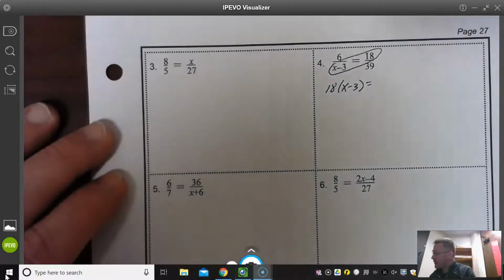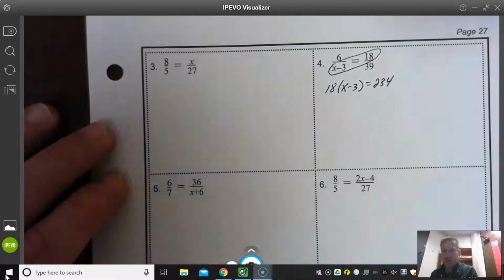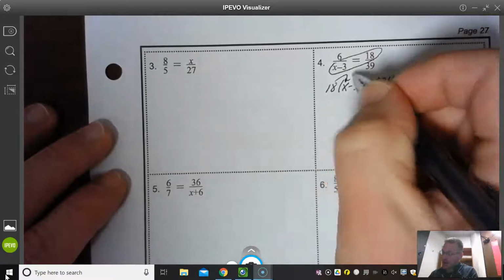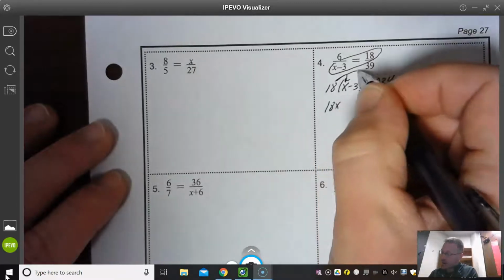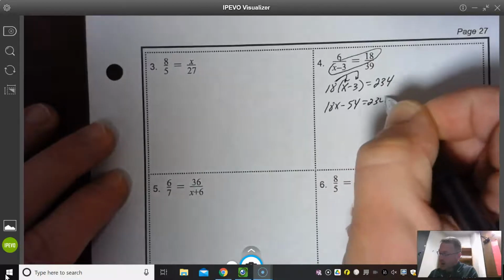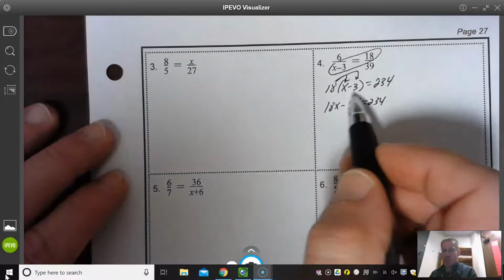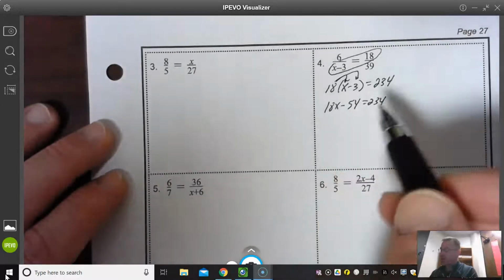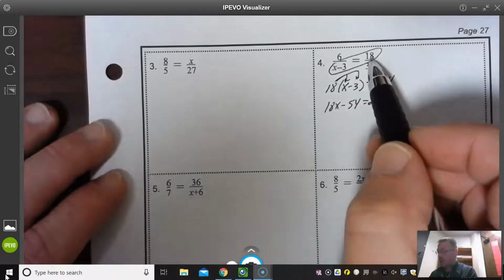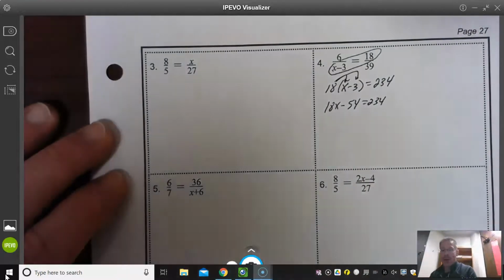And then I get 6 times 39, which we said on the prior problem was 234. And then 18 times x is 18x, and 18 times negative 3 is negative 54. I always include this step just to be sure that I distribute to both quantities. The biggest mistake when students do this problem is that they distribute the 18 to one of the numbers, but not necessarily both.